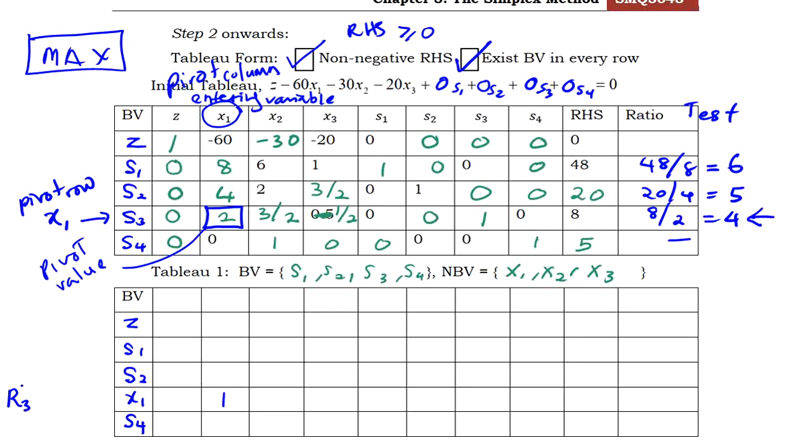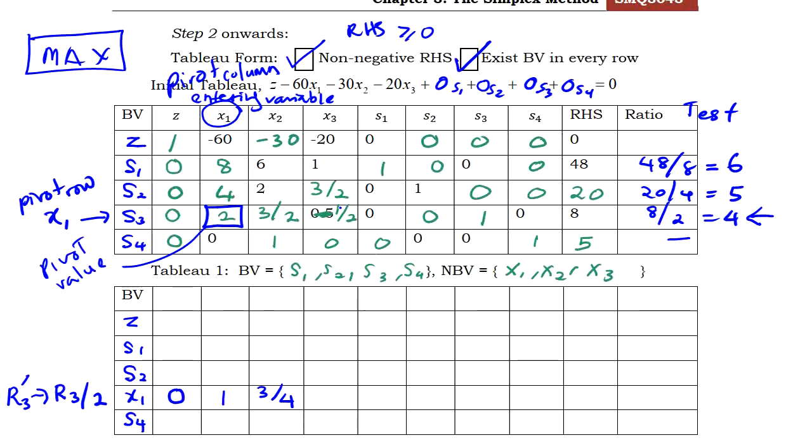So row 3 new is row 3 over 2. Okay. So 0 over 2, 0, 2 over 2, 1, 3 over 2 over 2, we have 3 over 4, right? 3 over 4, 1 over 2 over 2, so we have 1 over 4 for this column, and then 0 over 2, 0, 0 over 2, 0, 1 over 2, 1 over 2, okay, 0, and the right hand side becomes 4.